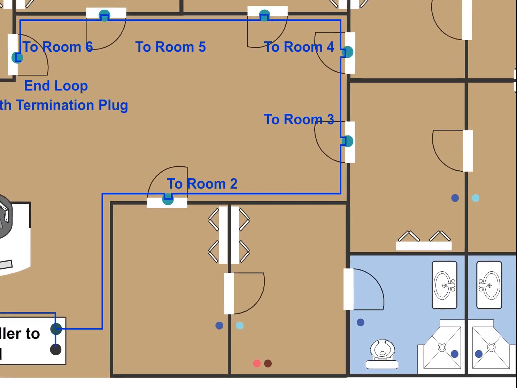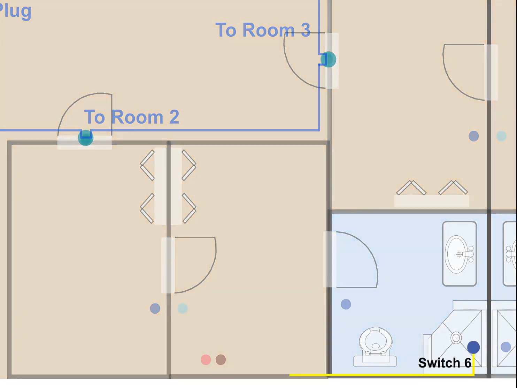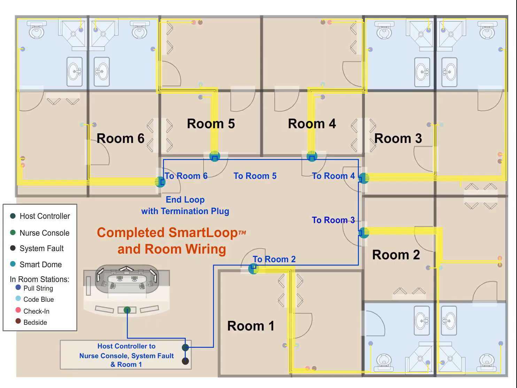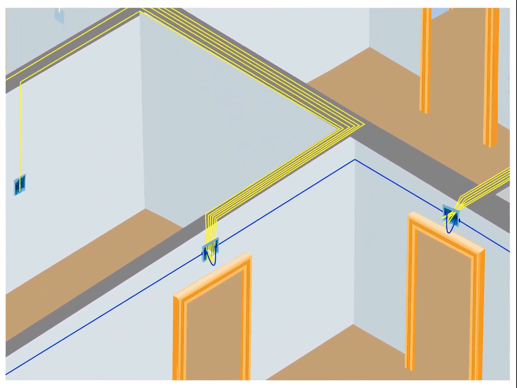In-room switch stations are wired to their assigned smart device using the same type of wire and connectors. Switch station connections are not to exceed 80 feet in length. Up to 6 switch stations can be connected to one smart dome light. Here is a wiring diagram depicting a completed smart loop and in-room wiring. We will now zoom into an example of a smart dome light.